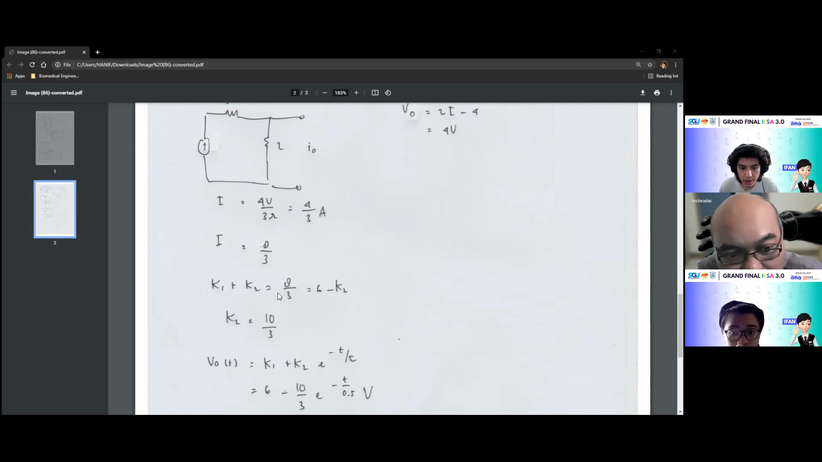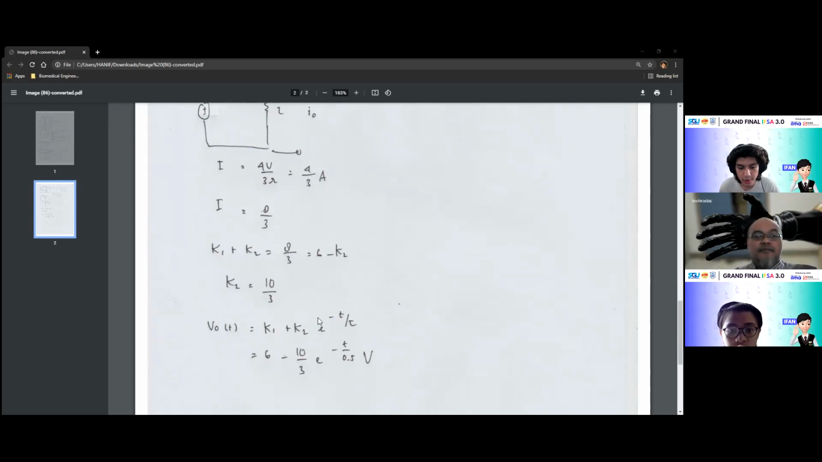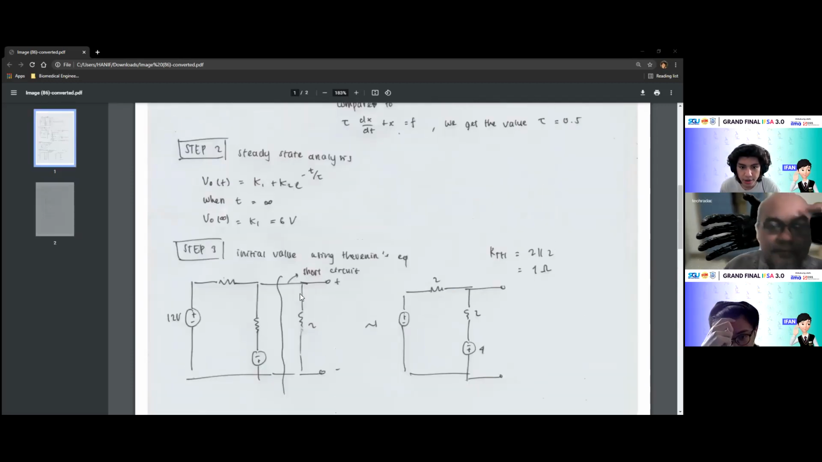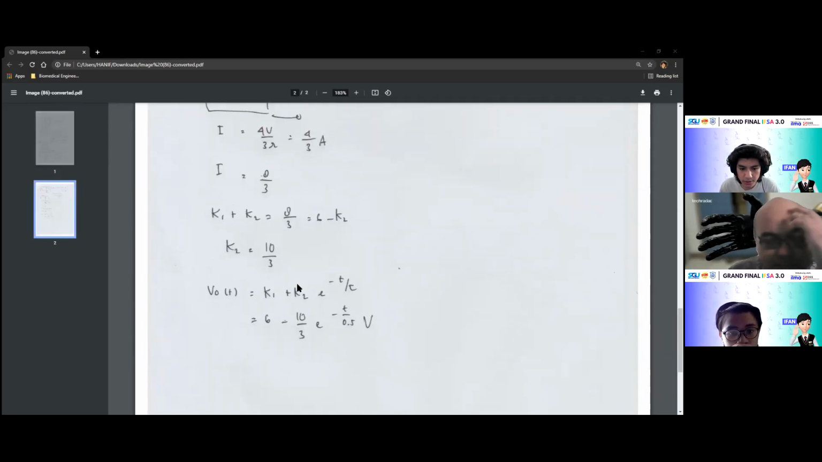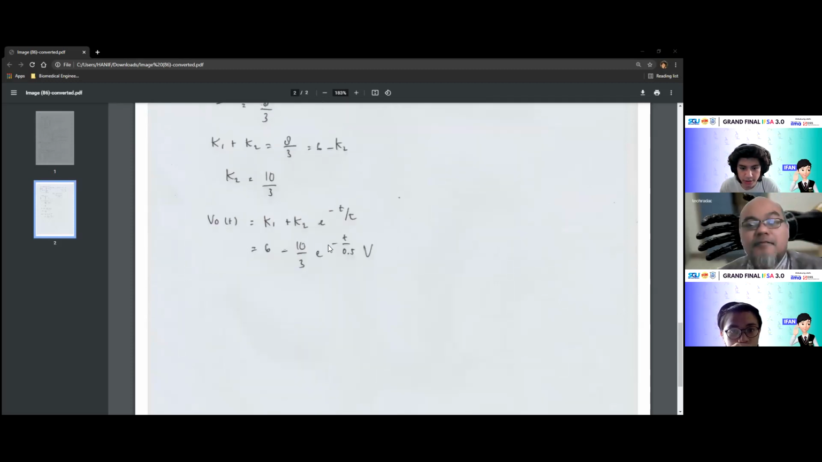So K1 plus K2 also equals 8/3, equals 6 minus K2. So K2 is equal to minus 10/3. So we get K1 equals 6 volts, and K2 equals minus 10/3, because this one is 8/3, so if we change it, it's going to be minus 10/3. So the answer is 6 minus 10/3 e raised to the power of minus t over 0.5 volts.